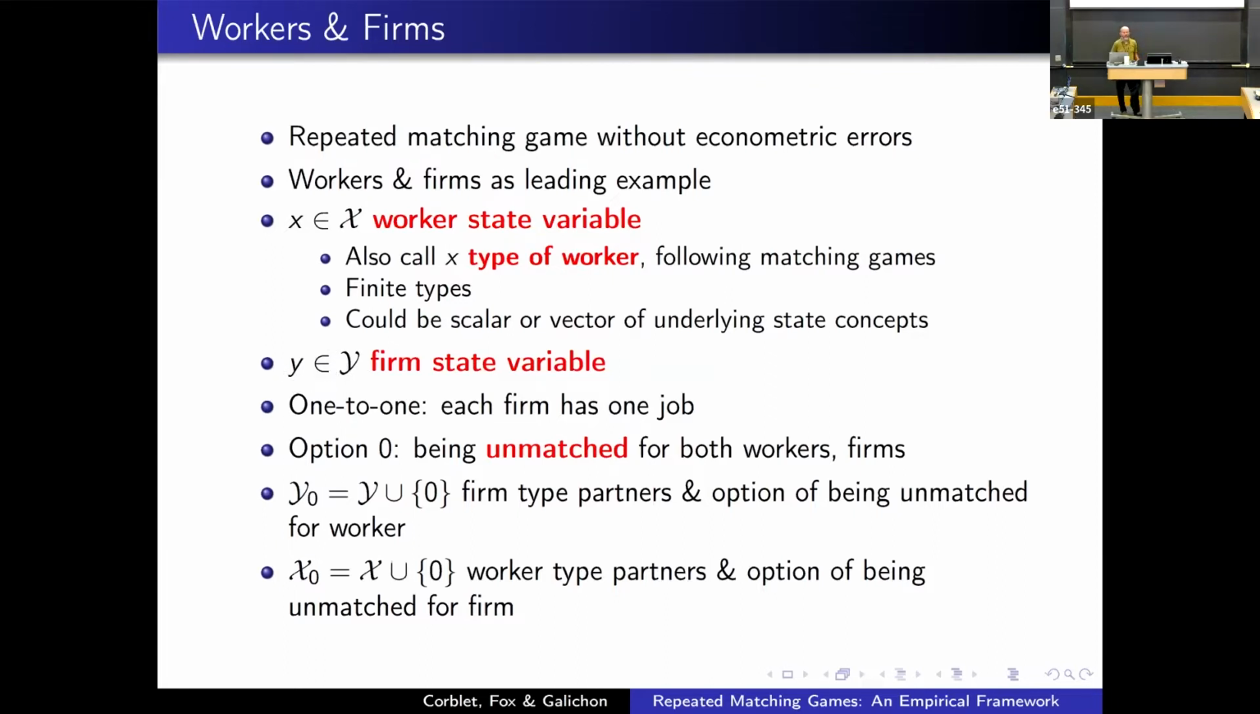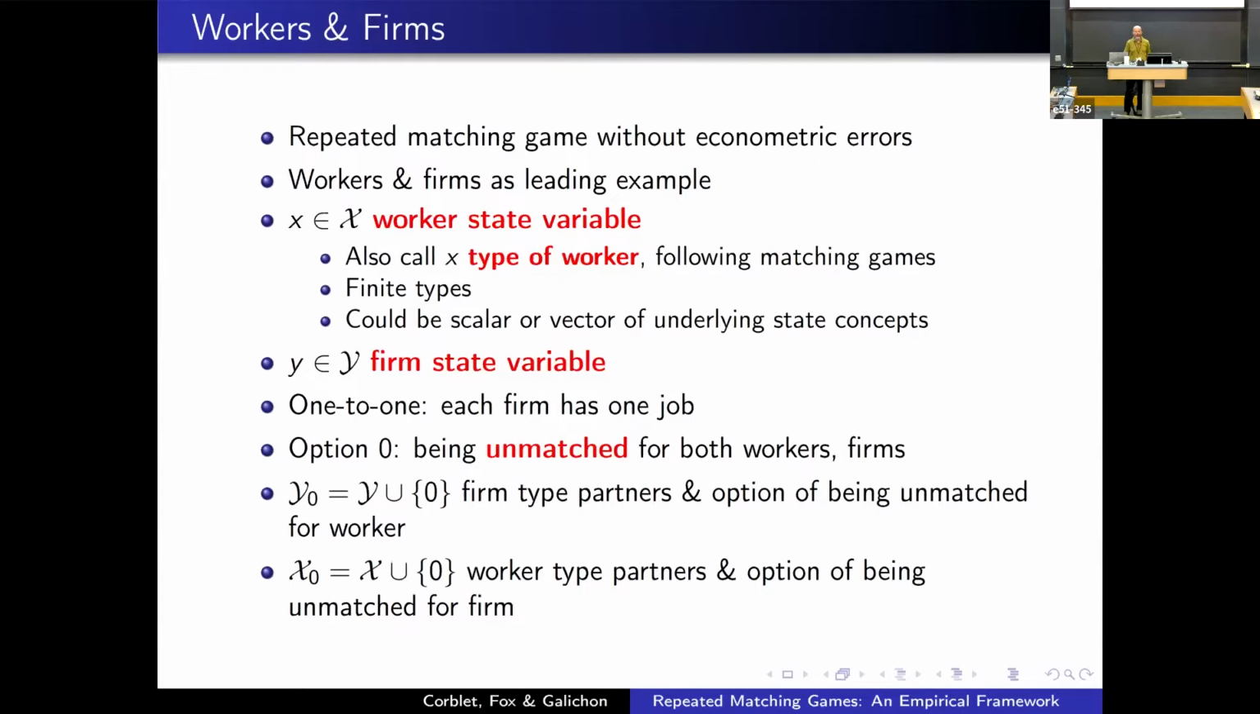And then, I'll use firm and job kind of interchangeably, so we're not going to think about many-to-one matching or complementarities between workers. Again, that's for simplicity. I don't think there's anything other than computation that's a hurdle to extending to that case. So there'll be an option 0, which is the option of being unmatched. That's pretty common in these types of models.